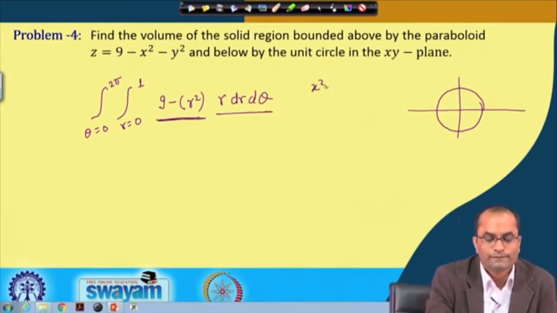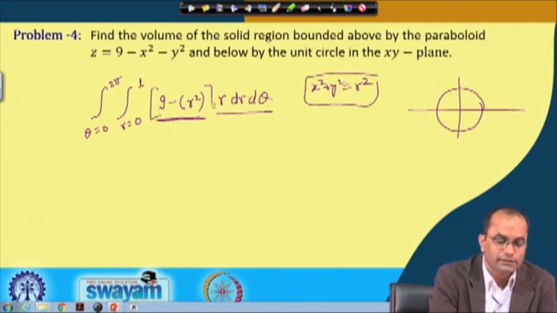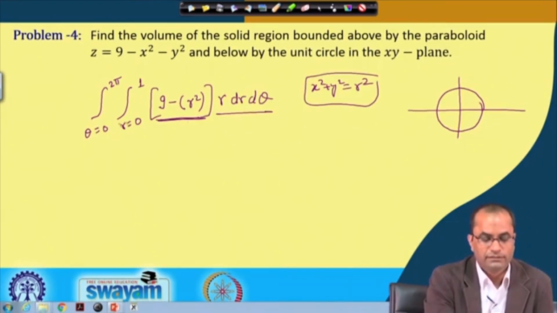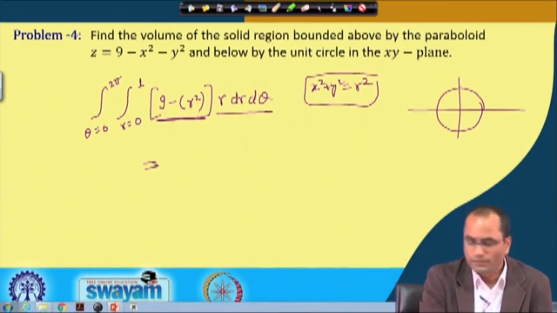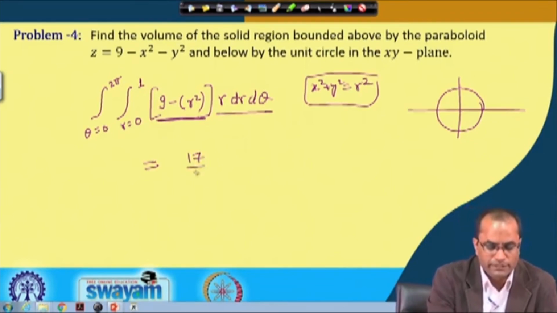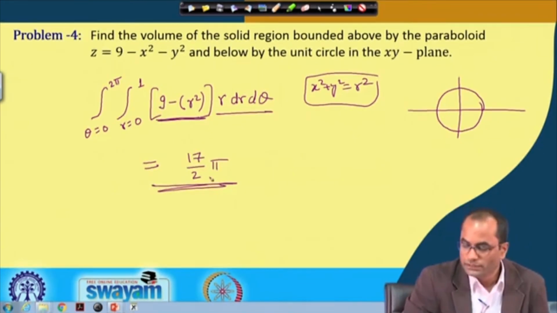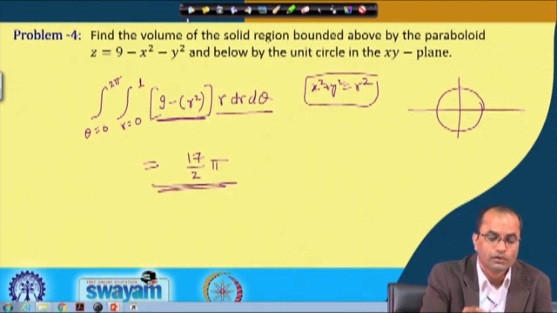So, this x square plus y square in polar coordinates becomes r square. So, we get this 9 minus r square and r dr d theta, which again is very simple to evaluate, and this will come up as 17 by 2 into pi, the evaluation of this integral for these limits. Okay.